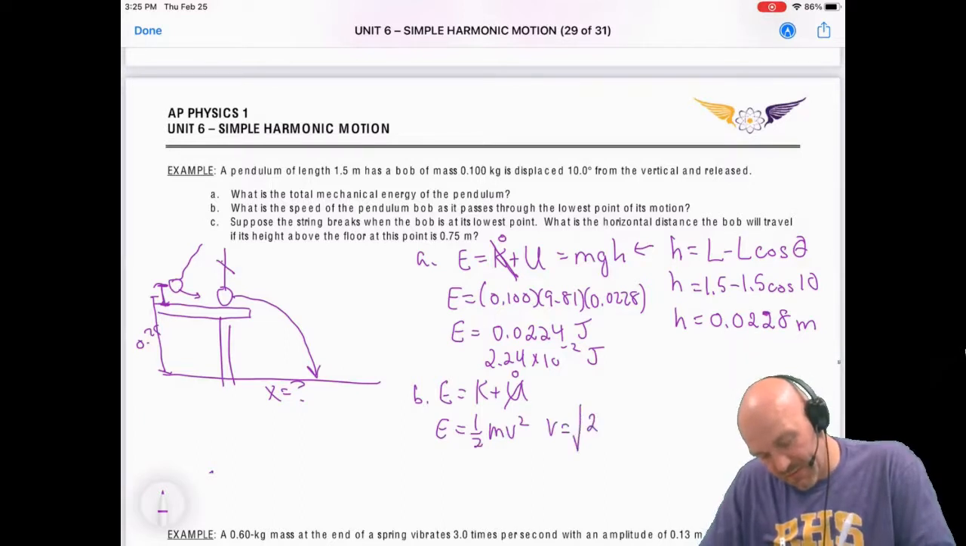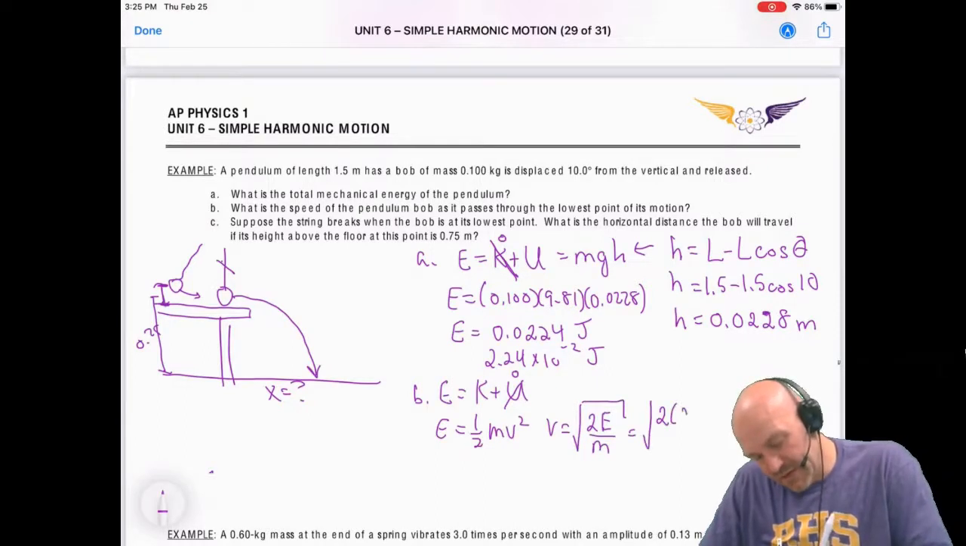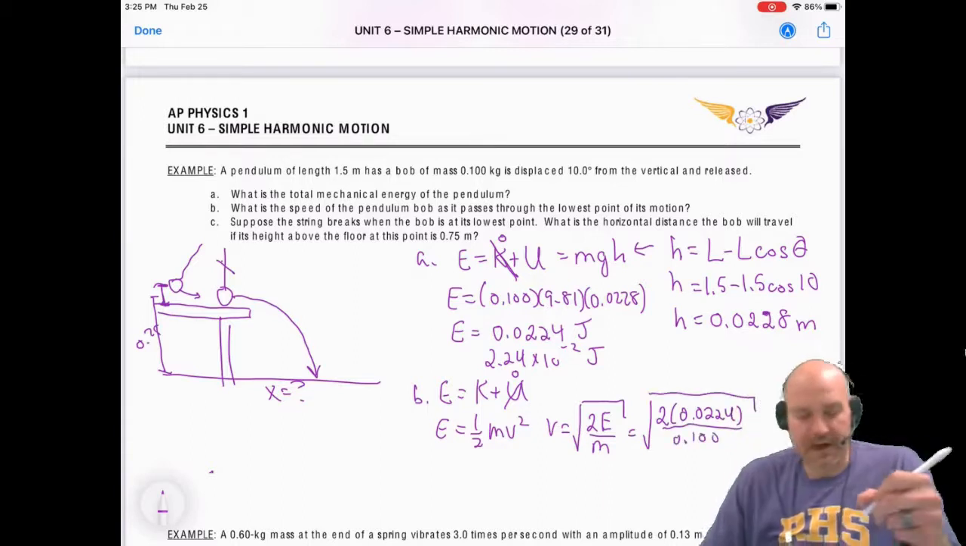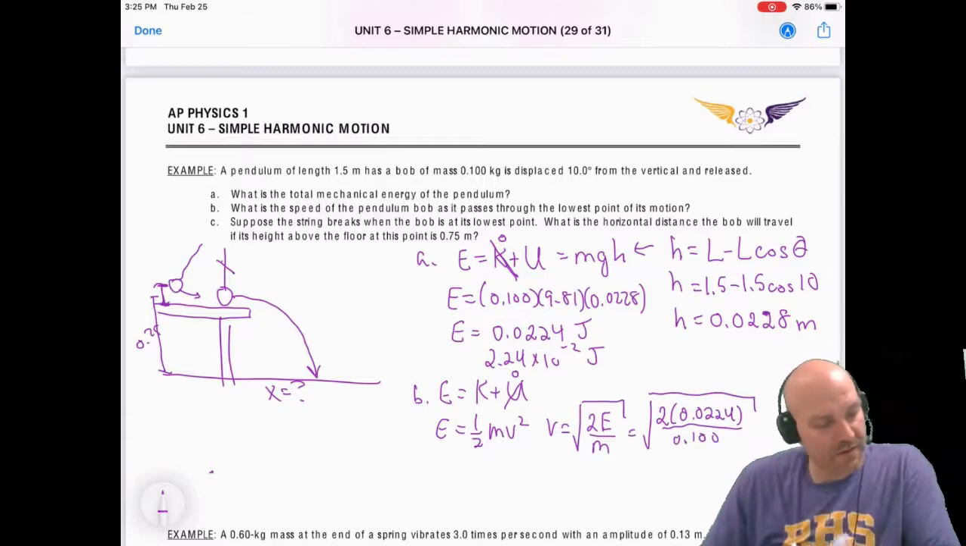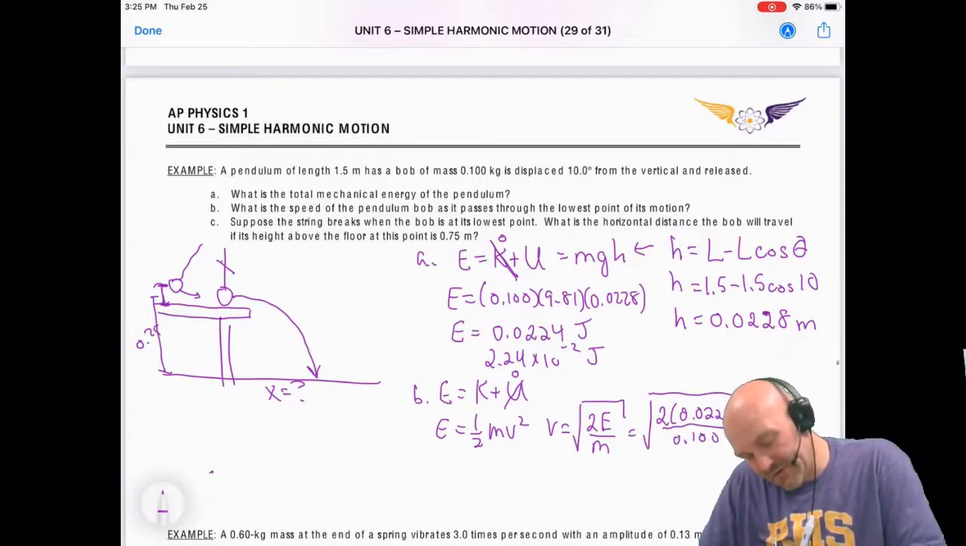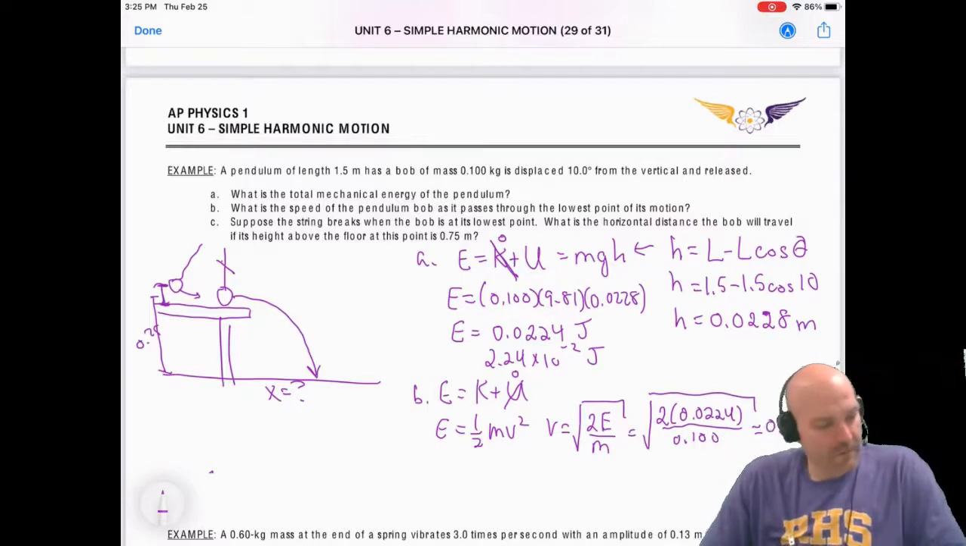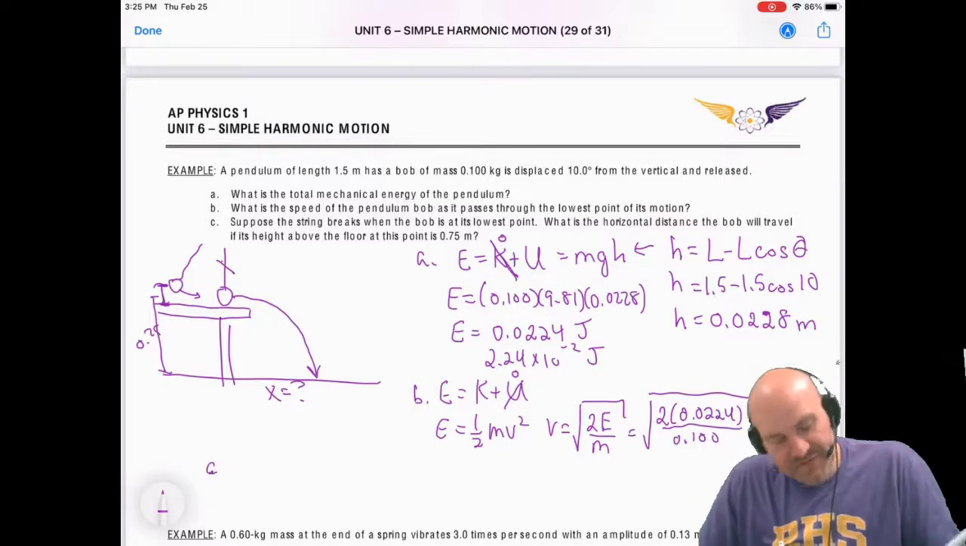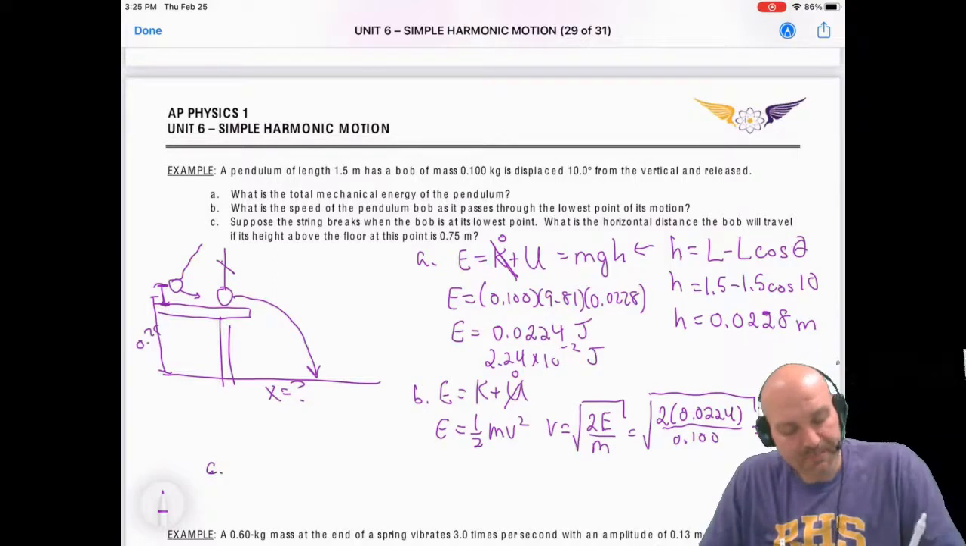So it's going to be the square root of 2E over m. And so it's going to be the square root of 2 times 0.0224 over the mass of the bob, right, 0.1000, and it's going to give me a velocity or speed of 0.669 meters per second. Okay, now part C is when we do the projectile motion part.